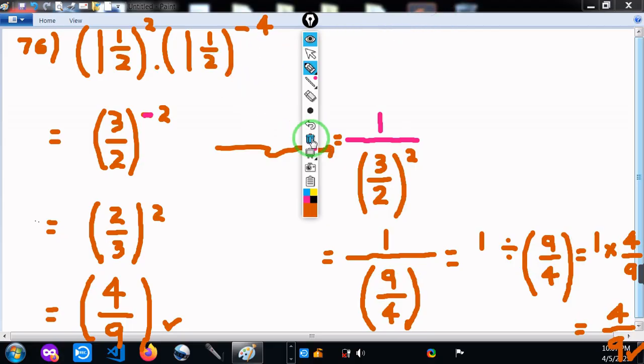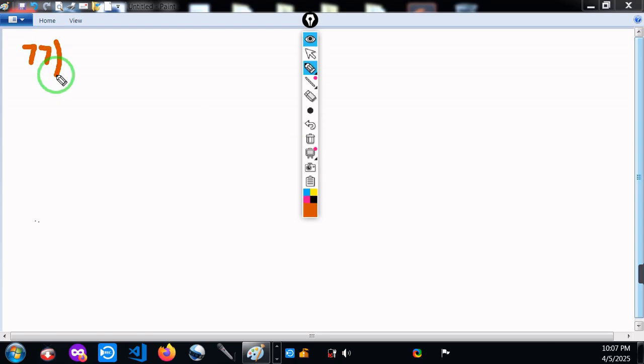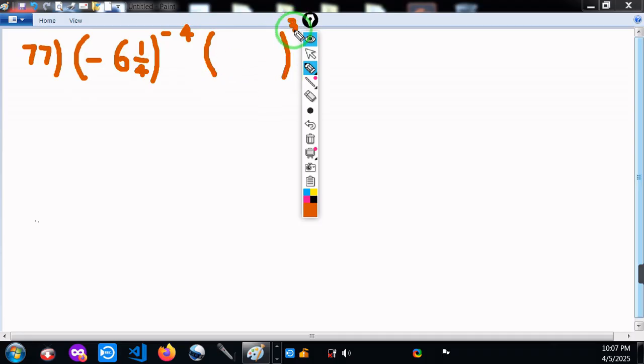We go to number 77. Number 77 is minus 6 and a quarter, minus 4 and 3. Minus 6 and a quarter, minus 4 and 3. What I meant is that this part, the power is 3, but for us to do the sum, the base must come back.